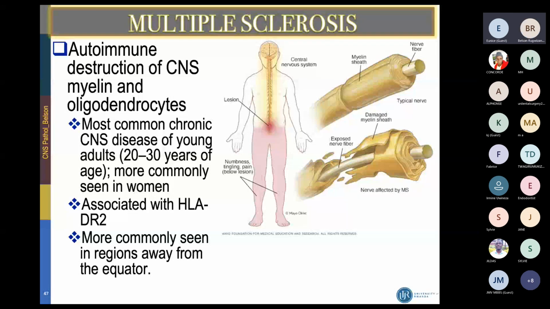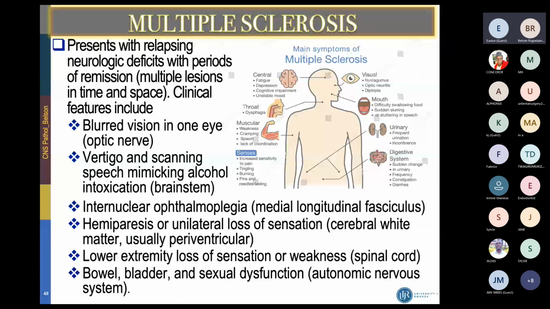So the patients will present with relapsing neurologic defects. I was explaining why they have relapse and remissions, with periods of remission, multiple regions in time and space. So clinical features will include blurred vision in one eye. So of course, you understand it will depend on which part of the brain is more affected. Vertigo and scanning speech, mimicking alcohol intoxication. Because their brain stem is affected. Internuclear ophthalmoplegia.